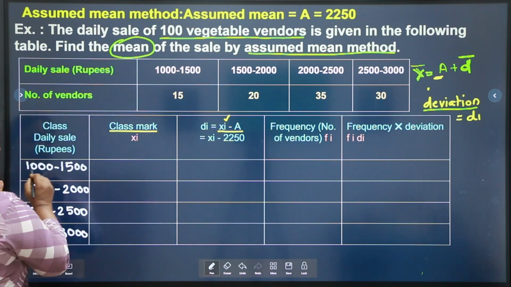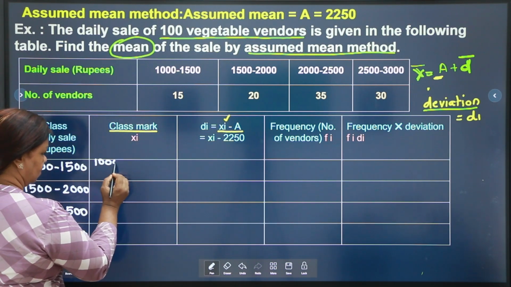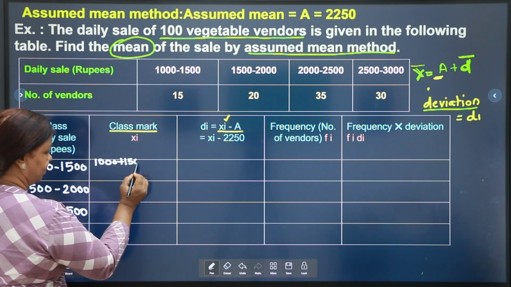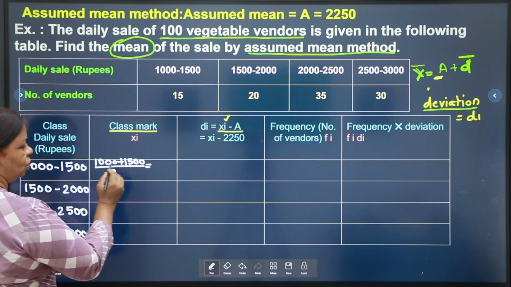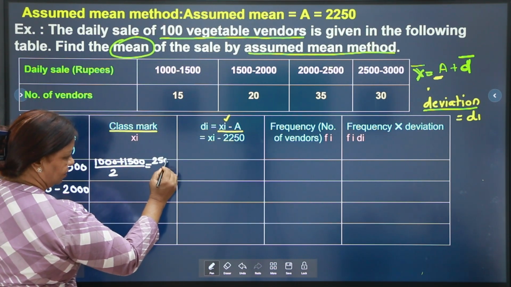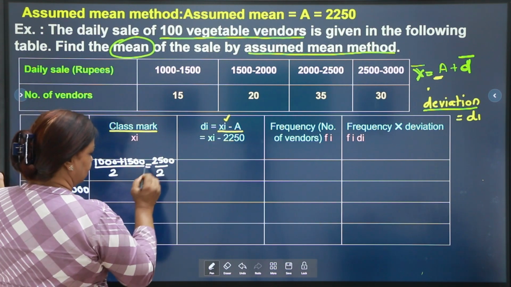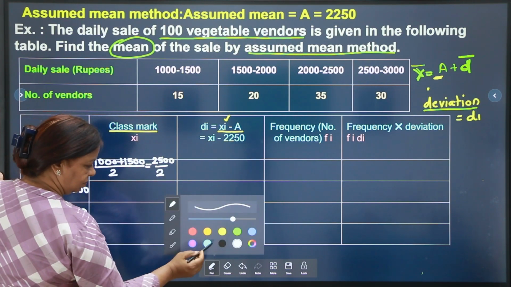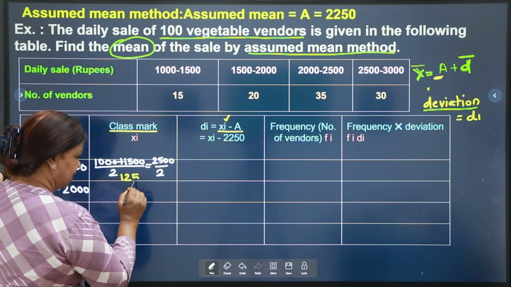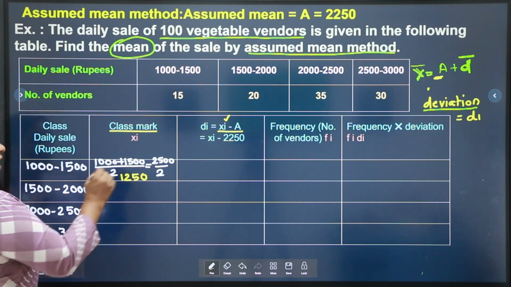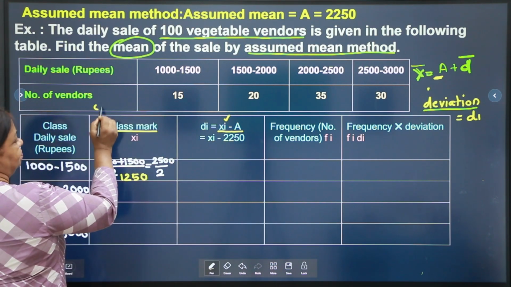Let's do it. We have to add 1000 plus 1500 and divide by 2. 2500 upon 2: 2 1s are 2, 2 2s are 4, 2 5s are 10, so it is 1250. Now if I want to find the next xi, add the class interval.